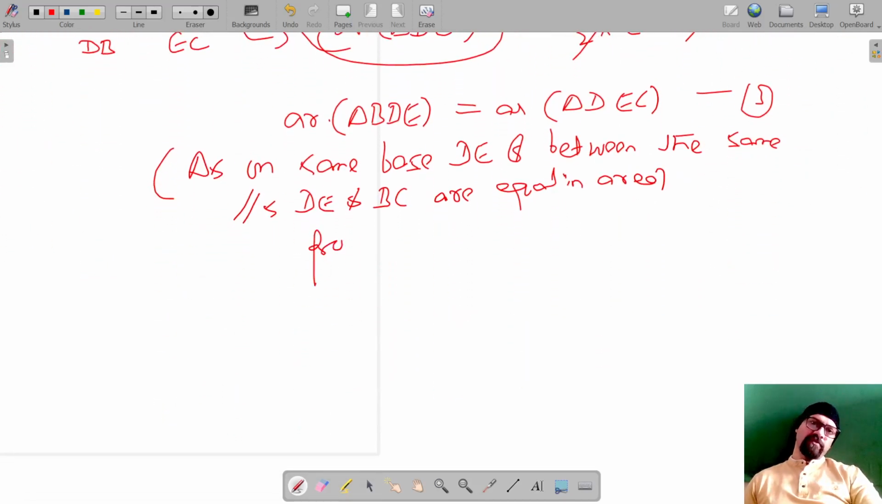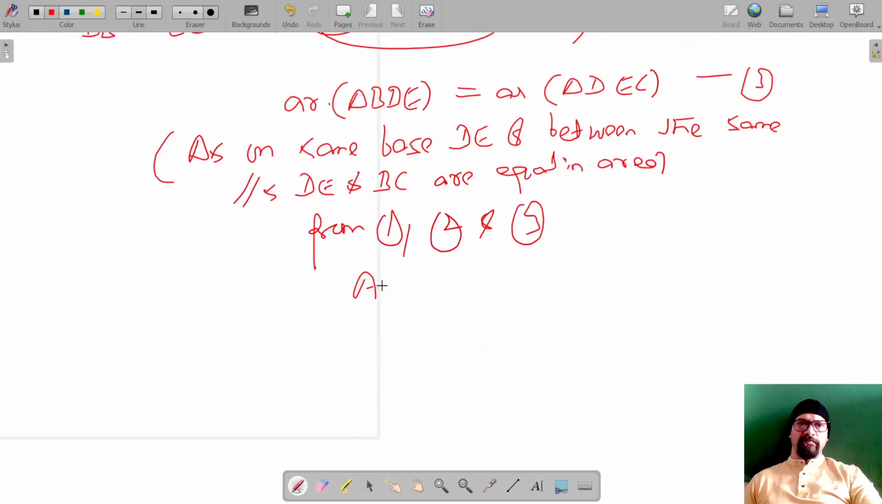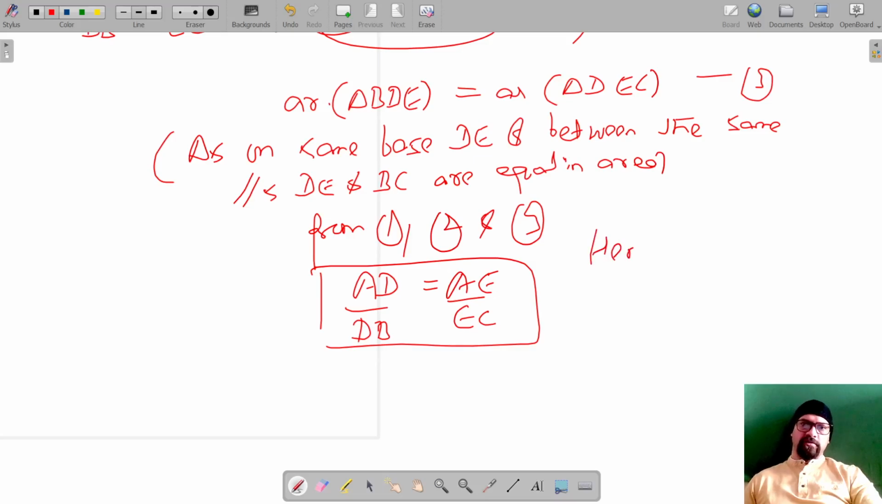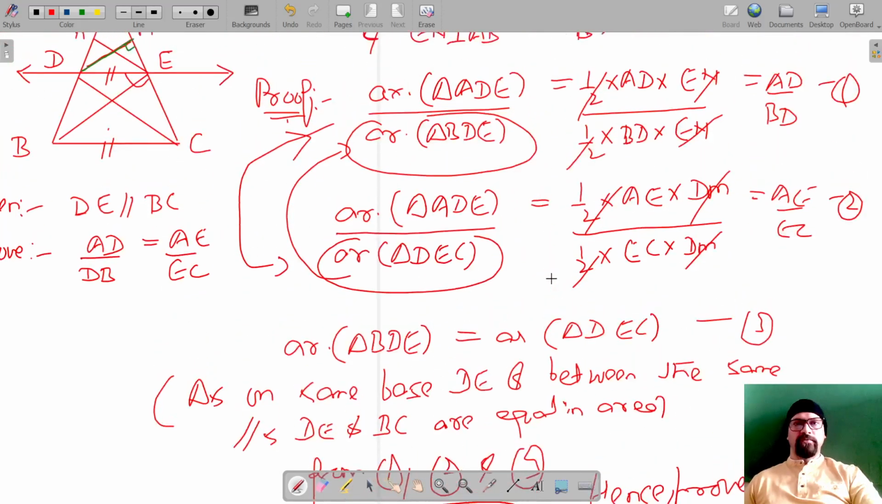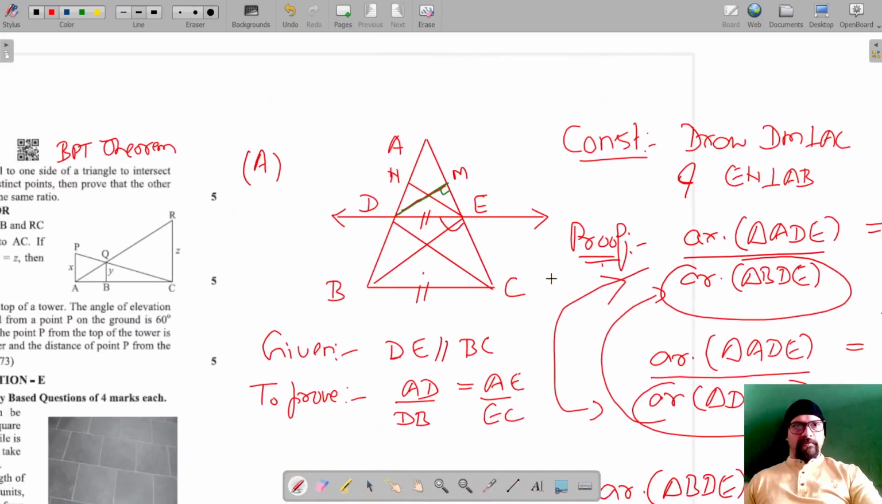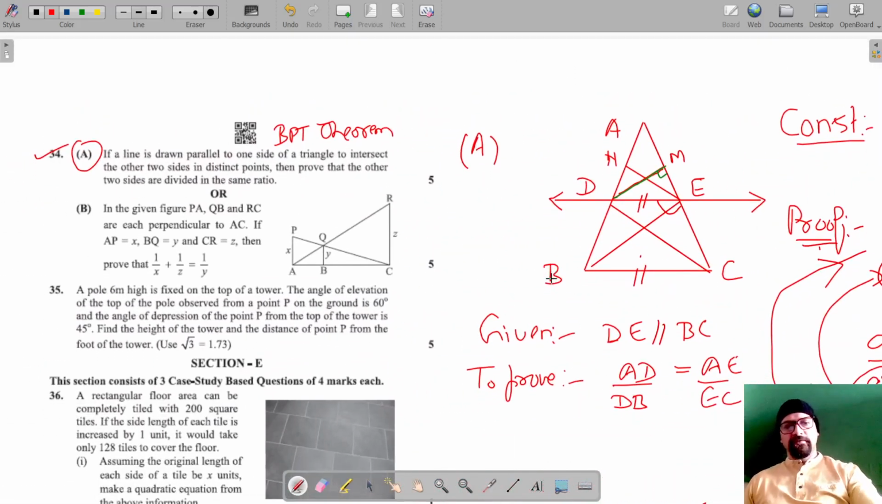So instead of replacing this, I can simply write from 1, 2, and 3, this is AD by DB, this is AD by DB is equal to AE by EC. Hence, we have proved the BPT theorem. Let's move on to part B.